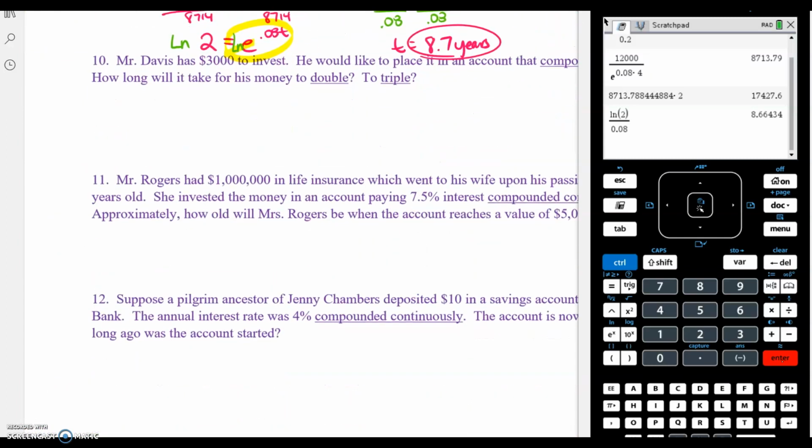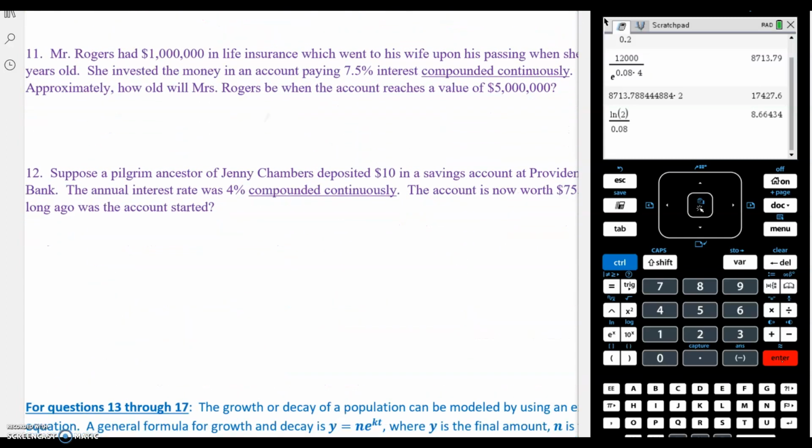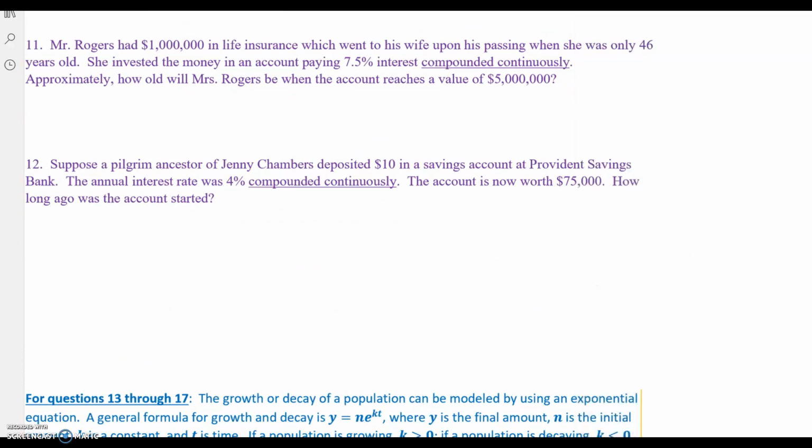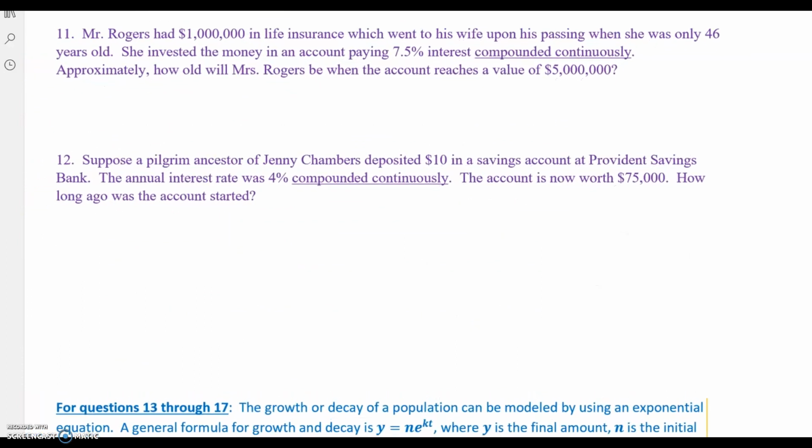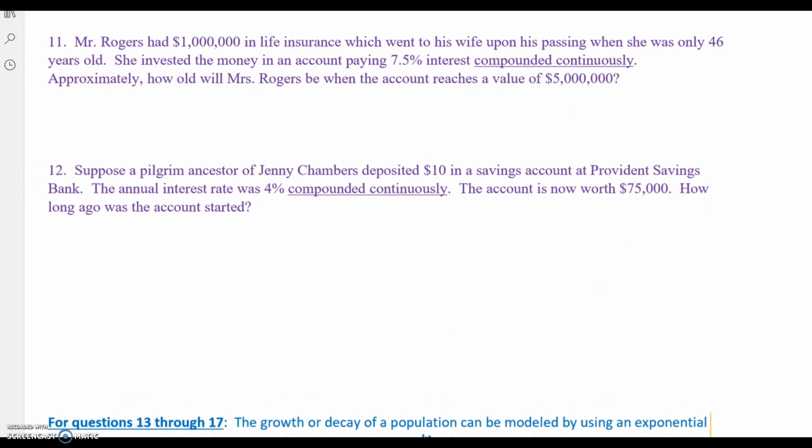All right. And I think we'll do one more, number 11. You can stay on for this example if you feel like you need to, and if not, you can go ahead and sign out of this. Mr. Rogers had $1 million in life insurance, which went to his wife upon his passing when she was only 46 years old. She invested the money in an account paying 7.5% interest compounded continuously. That tells me to use my PERT formula.